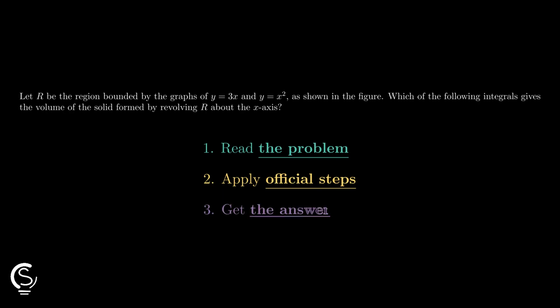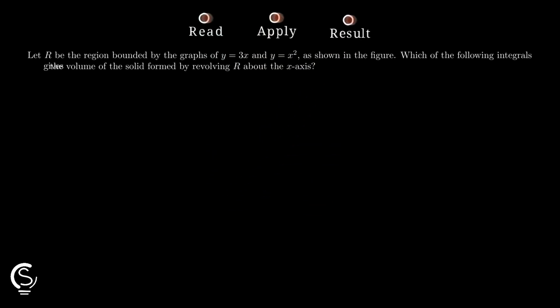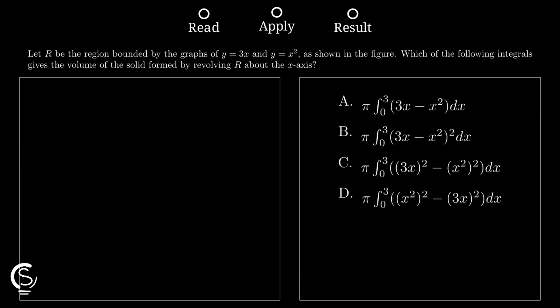Let's level up. Finding the volume of a solid revolving around the x-axis is easy if you follow these 3 quick steps to find the right integral. First, we need to find where our 2 curves intersect by setting 3x equal to x squared. Solving this gives us the bounds from 0 to 3 for our integral.